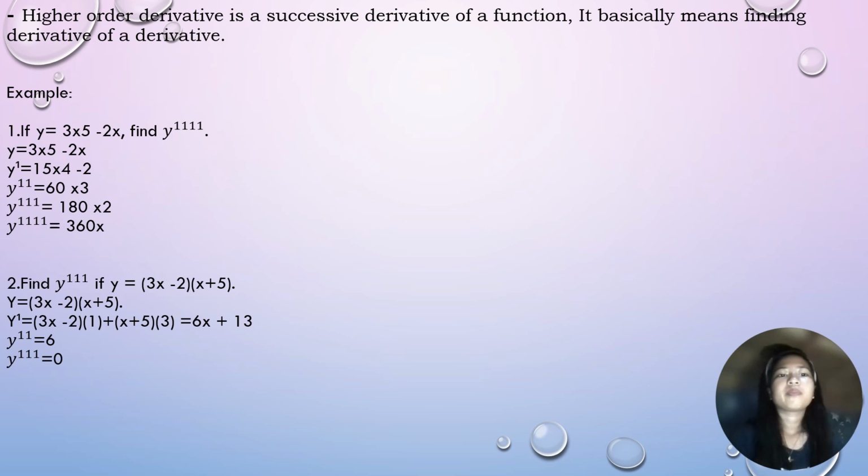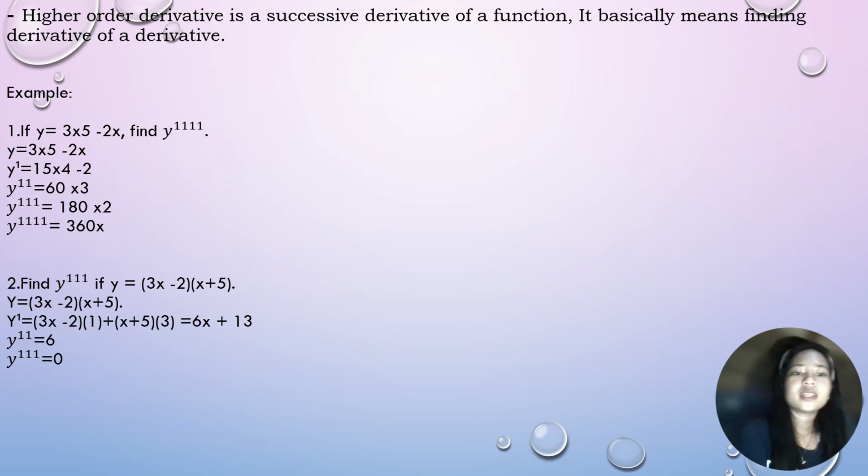Number one, if we have the given y is equal to 3x^5 minus 2x, then find the fourth derivative. So we'll have 3x raised to 5 minus 2x. The derivative of this is 5 times 3 is equal to 15x, then exponent 5 minus 1 is equal to 4, minus the derivative of negative 2x, which is 2. So for y prime, we have 15x^4 minus 2.